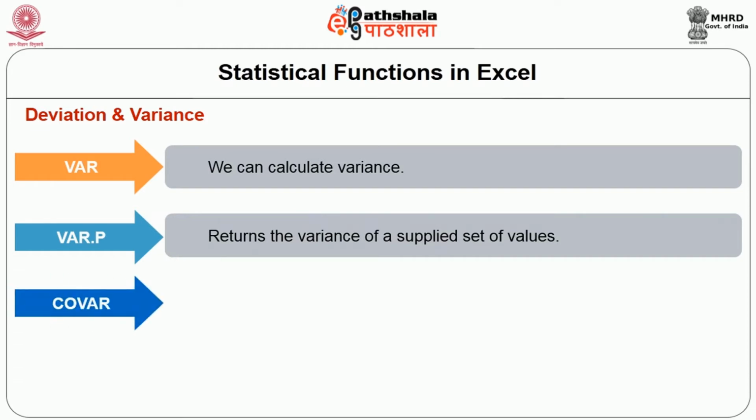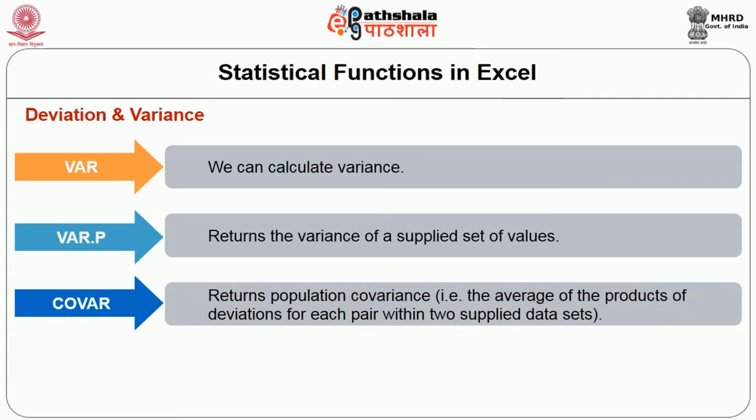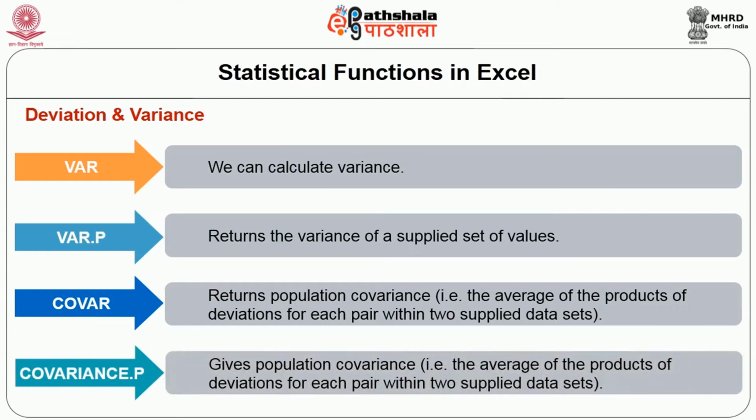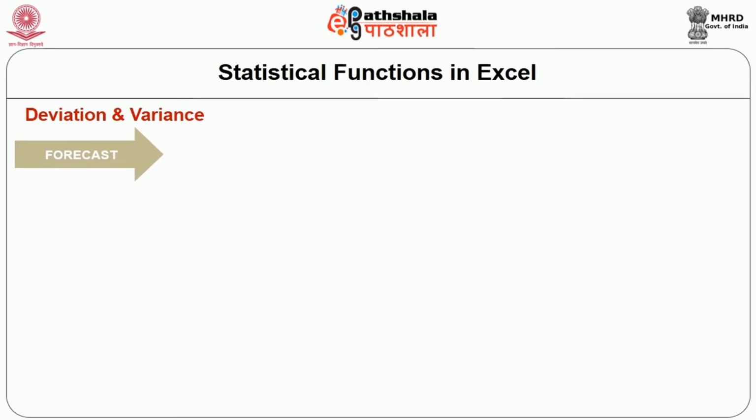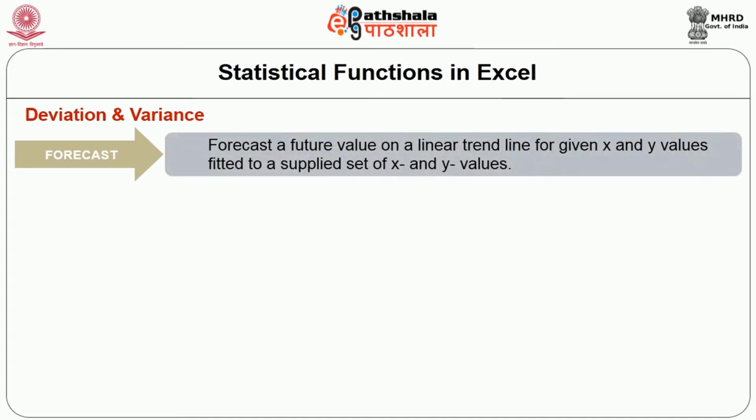COVAR returns population covariance, that is the average of the products of deviations for each pair within two supplied data sets. Then COVARIANCE.P gives population covariance, that is the average of the products of deviations for each pair within two supplied data sets. FORECAST. Forecast a future value on a linear trend line for a given x value, fitted to a supplied set of x and y values.